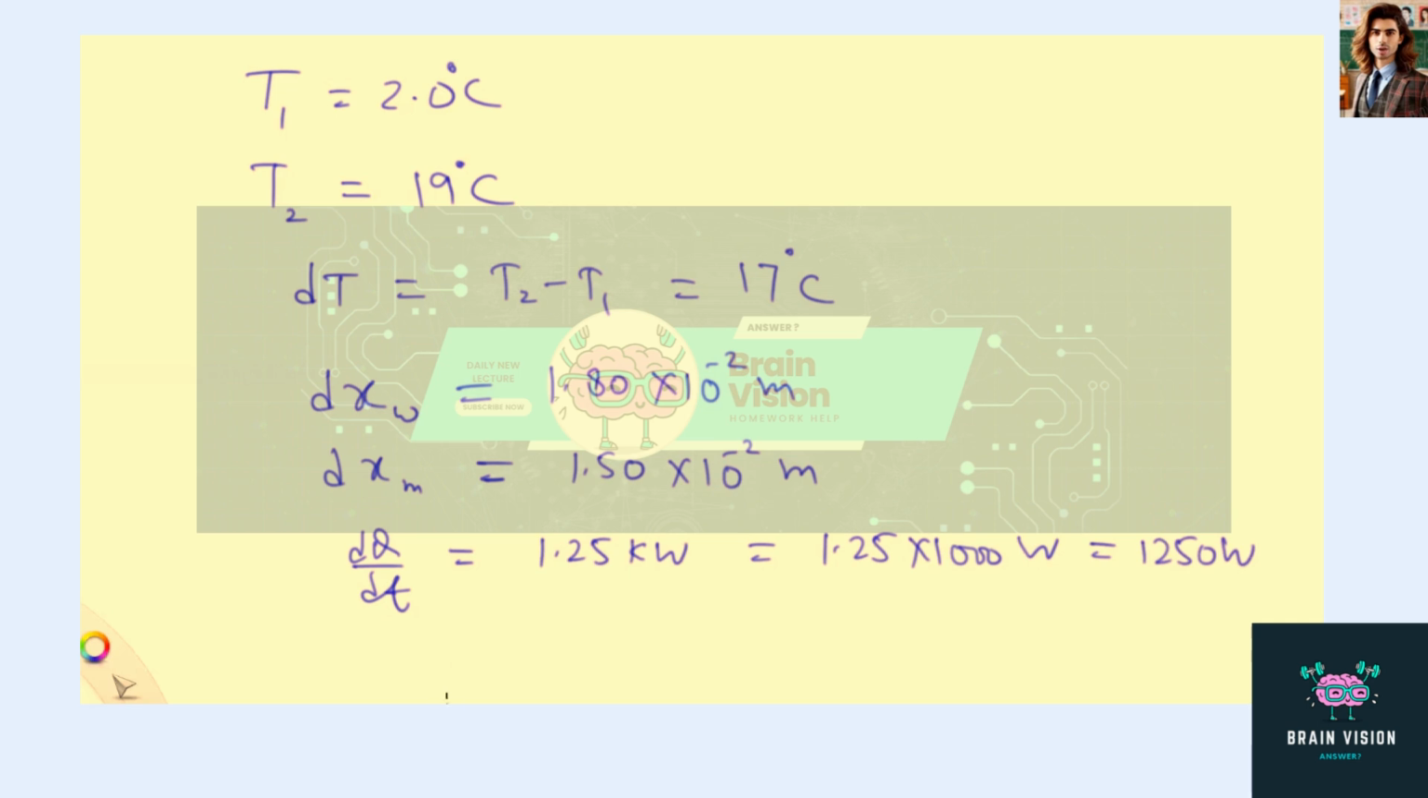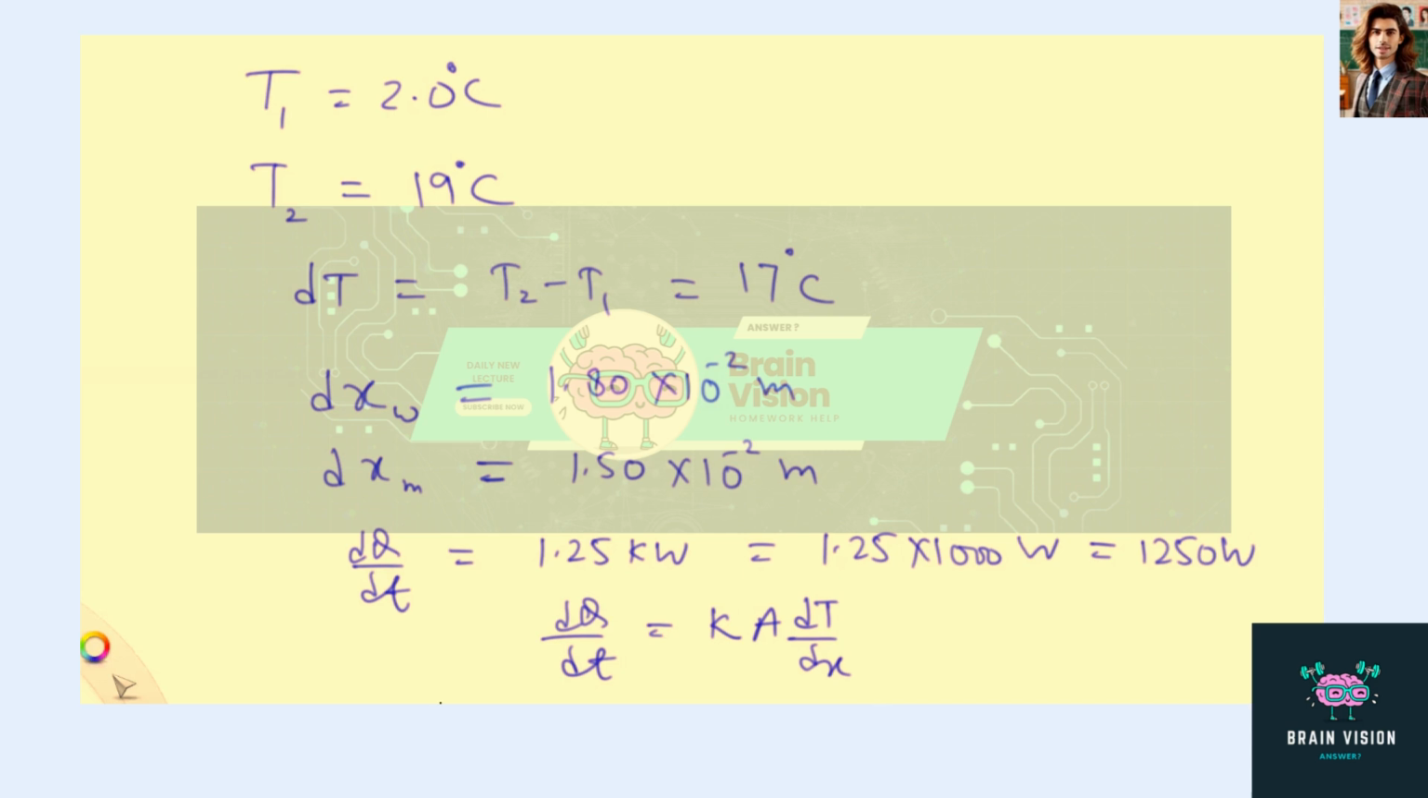Now we know the rate of heat transfer through the walls is given by an expression dq by dt is equal to k, where k is the thermal conductivity of the layer of the material through which the heat is flowing, multiplied by A, where this A is the area of the layer, and then this is dt by dx. The temperature gradient means the difference in temperature divided by the width of the layer.